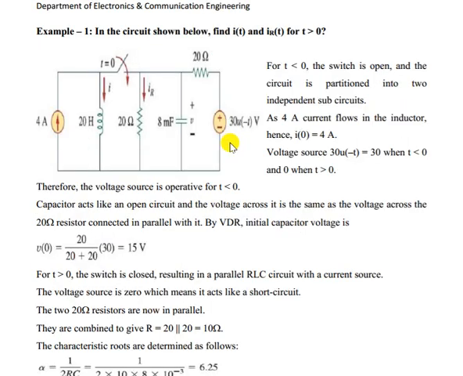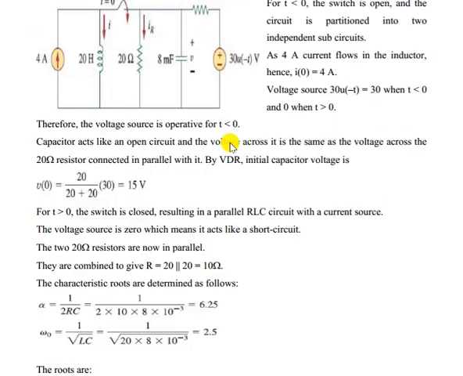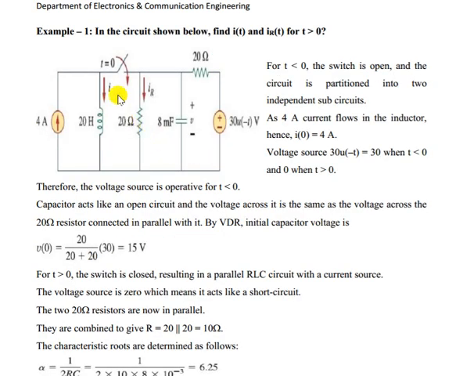So now, after the switching operation, for t greater than 0, what happened? It is closed. Then this voltage source becomes 0, because for t greater than 0 it is 0. That means it is not there; this becomes basically short circuited.